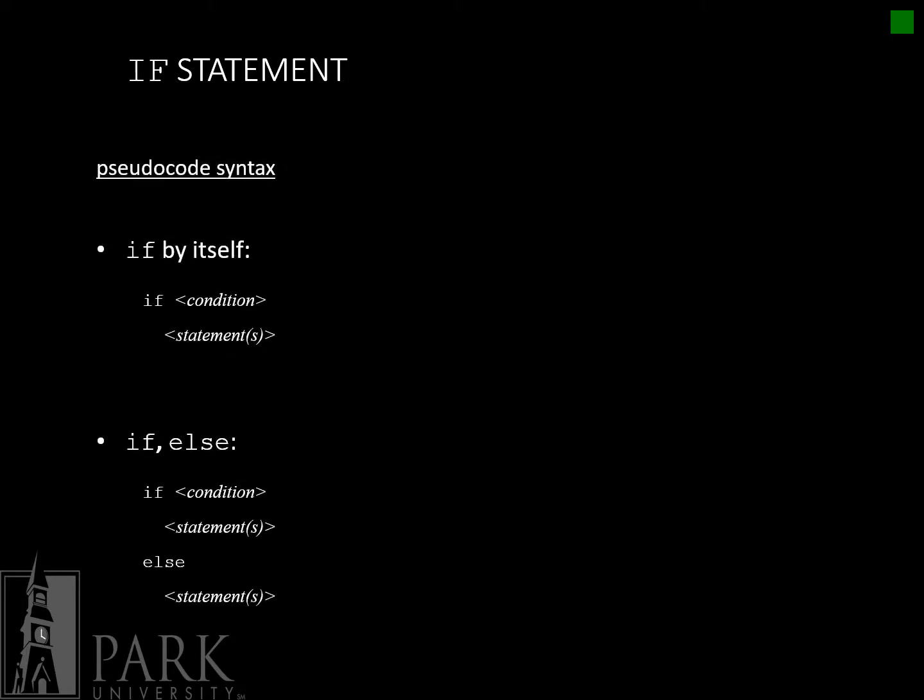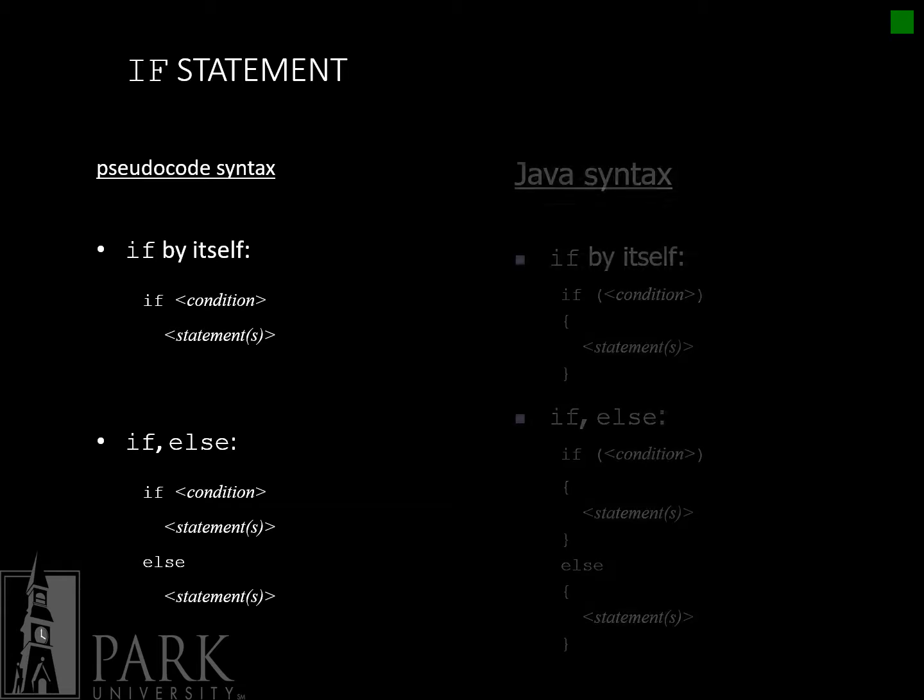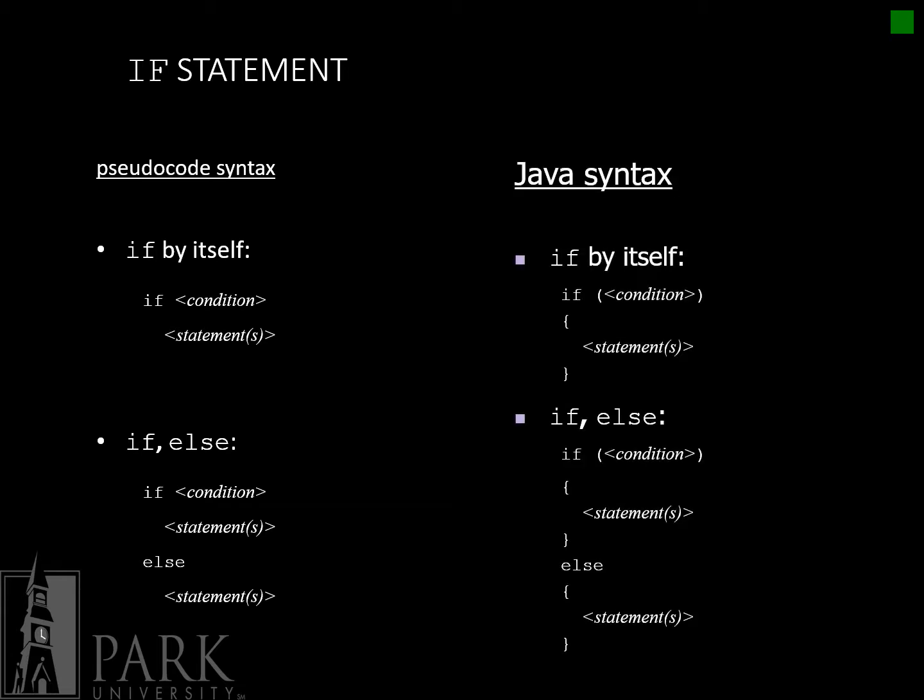Let's take a look at how the syntax for Java differs from our pseudocode examples. Here's the syntax for a plain if statement in pseudocode. And here it is in Java. What's the difference between these two? Well, not much. As you can see, the only real difference is the inclusion of the braces in the Java code. The braces serve to inform the compiler that everything inside of the braces belongs to the conditional statements.